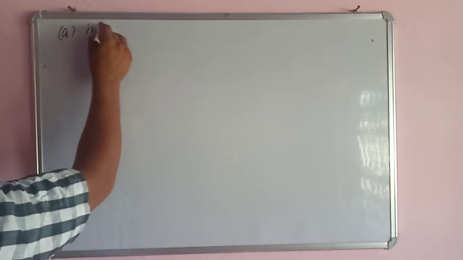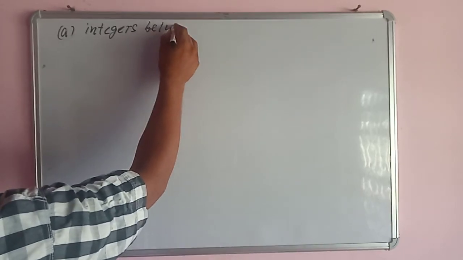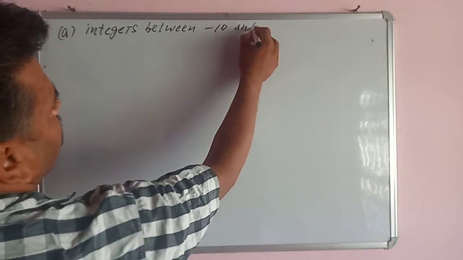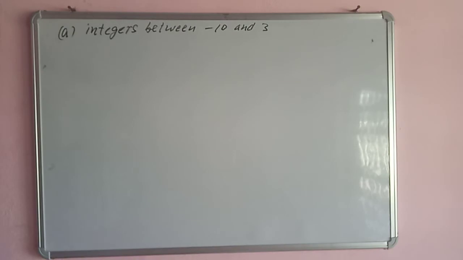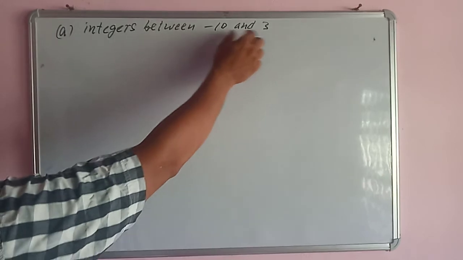The first is to tick the correct answer. In part A, the number of integers between -10 and 3. So we will write the integers between -10 and 3. The word is between, so we are not counting -10 and 3.